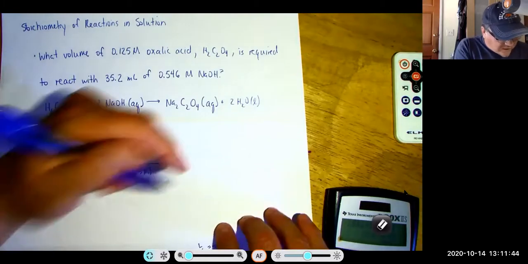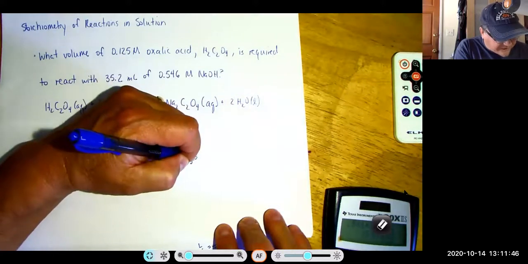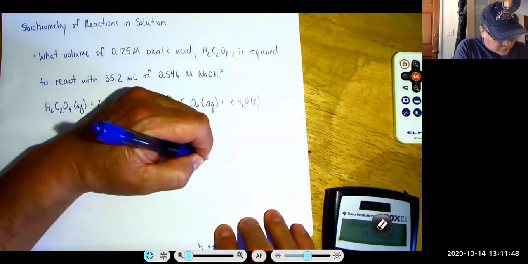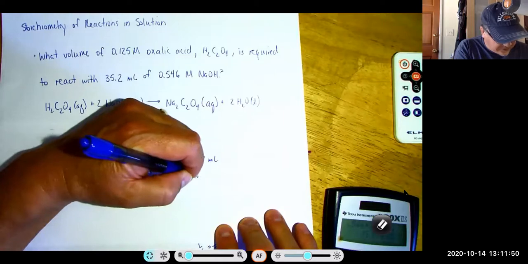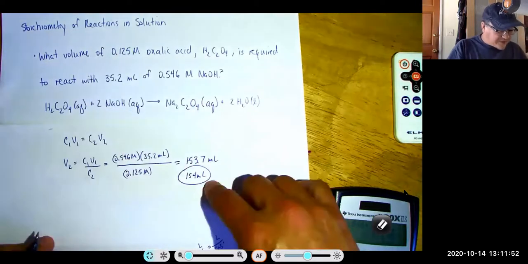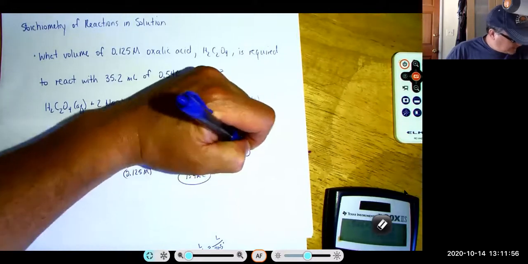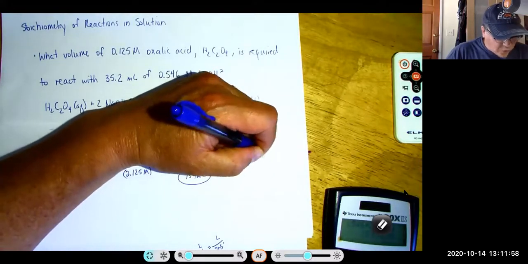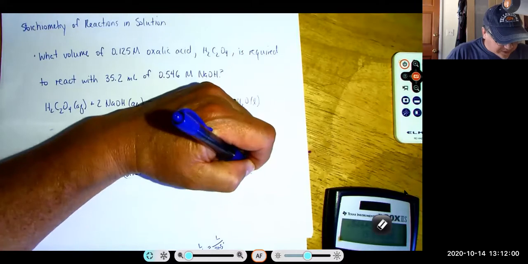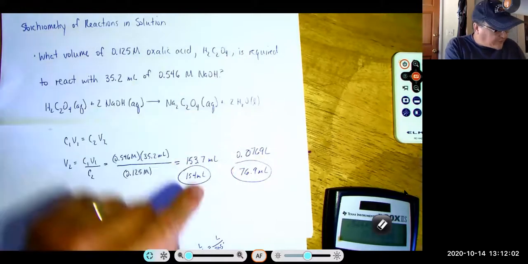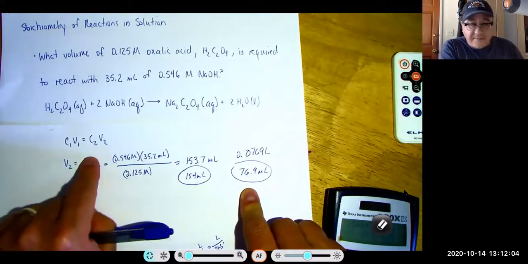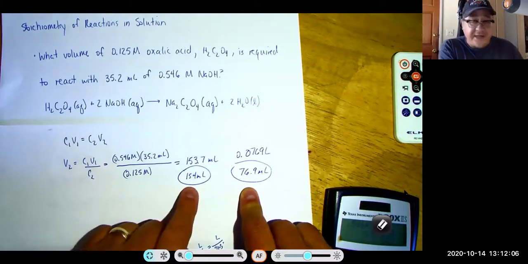And we get 153.7 milliliters, or 154 milliliters. Now, if we compare that to the real answer, which is 0.0769 liters, or 76.9 milliliters, can you see that the answer we would get using the Khan Academy method is twice the answer that you should get?